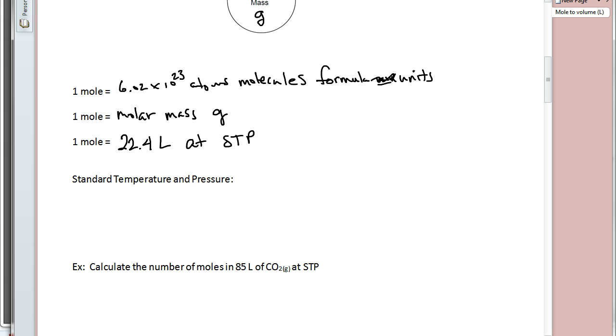Now let's talk about what standard temperature and pressure means here. Because gases are so easily influenced by temperature and by pressure, we have to have a standard temperature and a standard pressure. The standard temperature is 0 degrees Celsius. There's another temperature measurement that we sometimes use with respect to gases, called Kelvin, and it's 273 Kelvin. Those are both standard temperature. So a gas has to be at standard temperature, 0 degrees Celsius or 273 Kelvin. They're both equal to be considered standard.